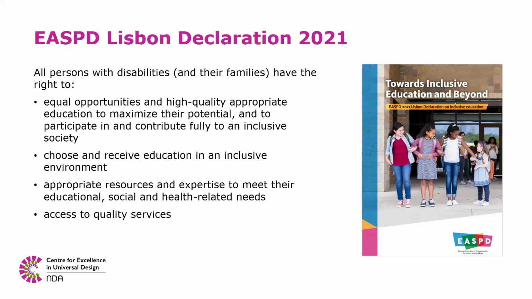So universal design in education is emphasised in the EASPD Lisbon Declaration 2021 too, which states that all persons with disabilities have the right to equal opportunities and high quality appropriate education to maximise their potential and to participate in and contribute fully to an inclusive society. They have the right to choose and receive education in an inclusive environment. They have the right to appropriate resources and expertise to meet their educational, social, and health-related needs, and they have the right to access to quality services.